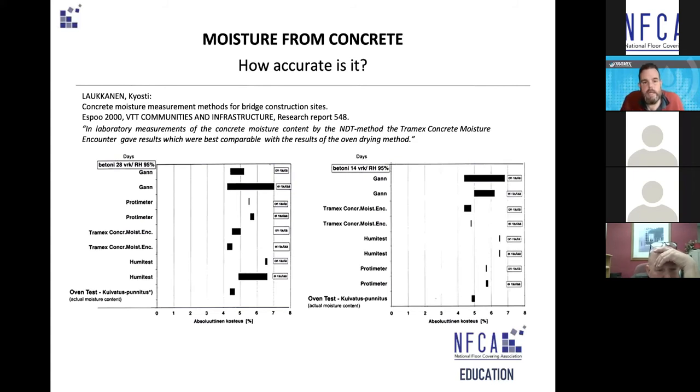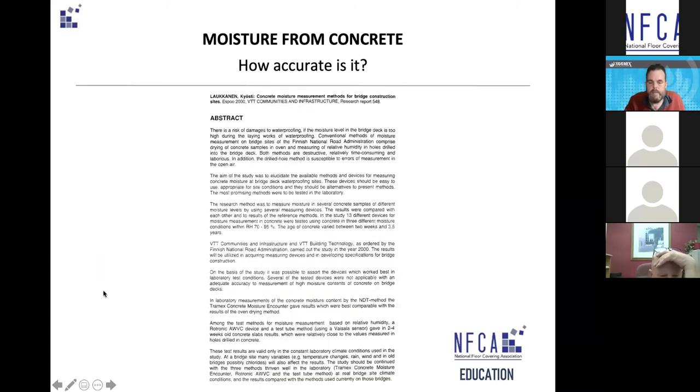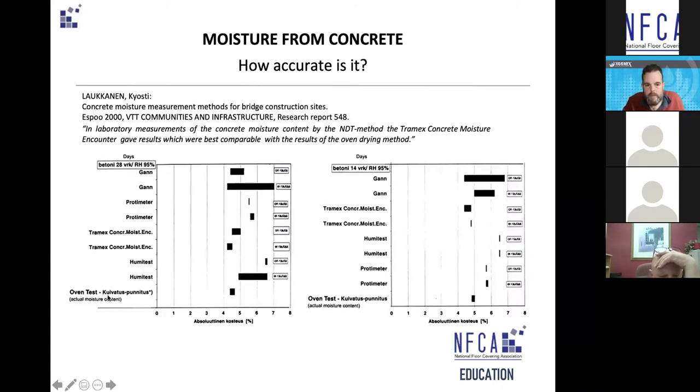This was the VTT in Finland. They tested 13 different methods for measuring the moisture in concrete, different meters actually. What's interesting is if you look at this chart, at the very bottom is 0 to 8%, so that's percentage moisture content by weight. The first one here we have is the oven testing.